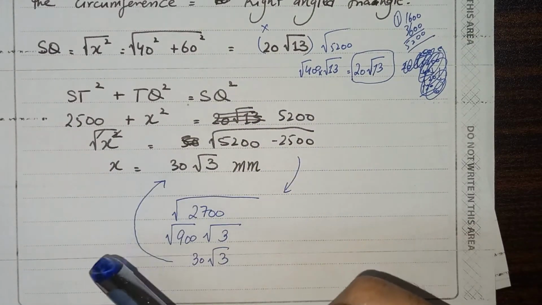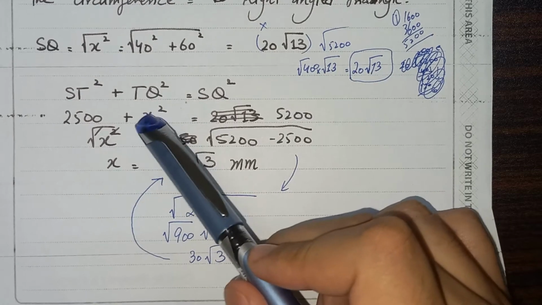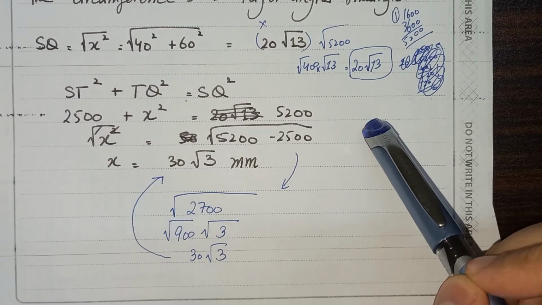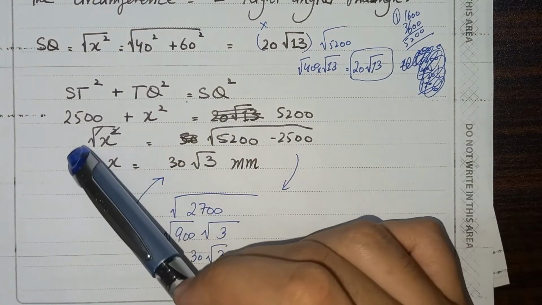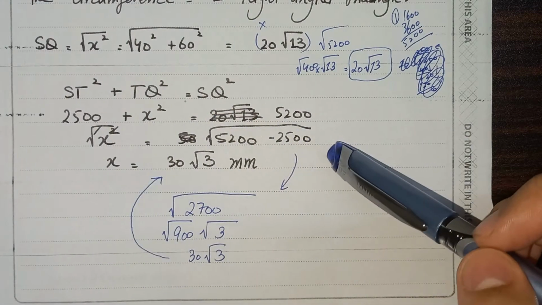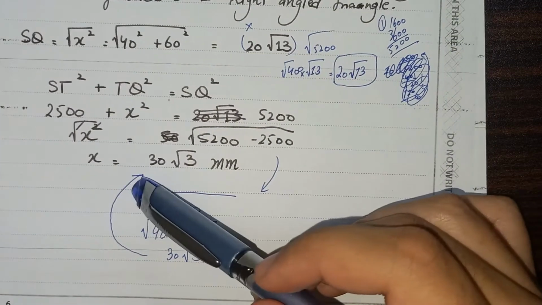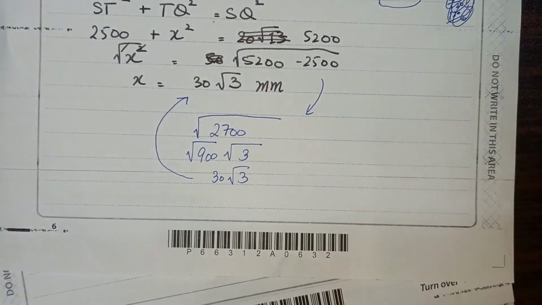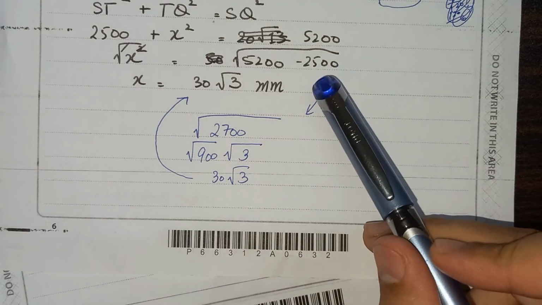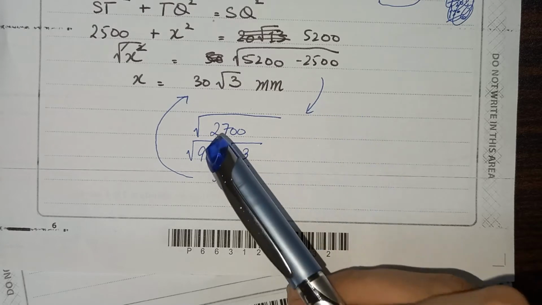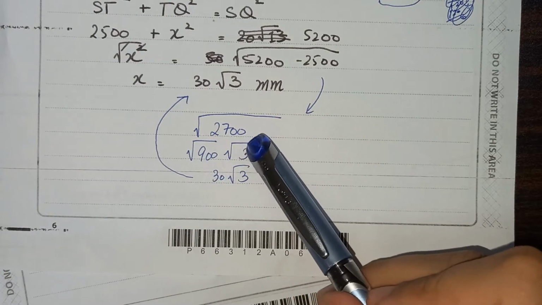Next, to remove the square sign from this X, we will first of all move 2500 over to that side and then take the square root of both sides. So here we can see the square sign is cancelled with the root. Now again, you cannot write this answer directly like this. So without using your calculator, you will first simplify this. 5200 minus 2500 will give you the square root of 2700.